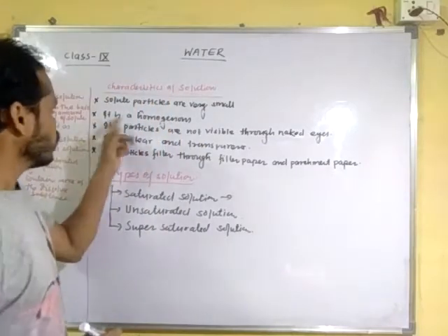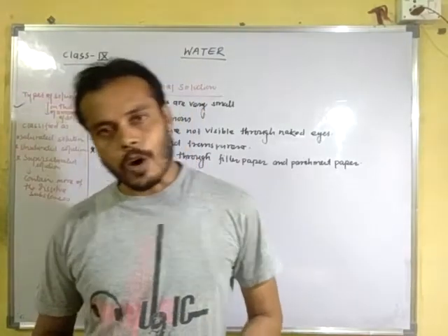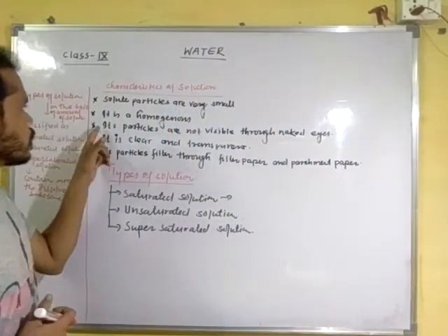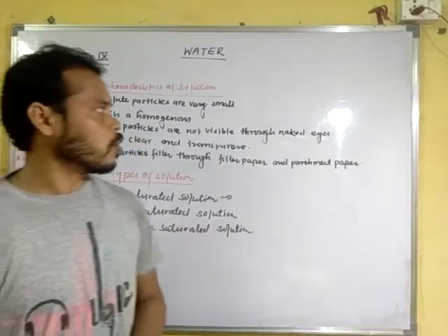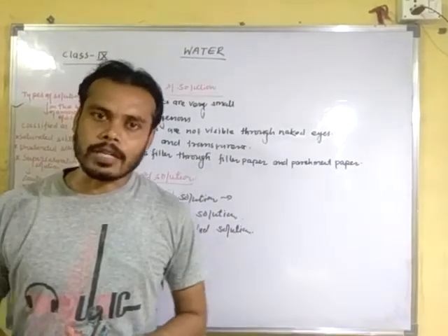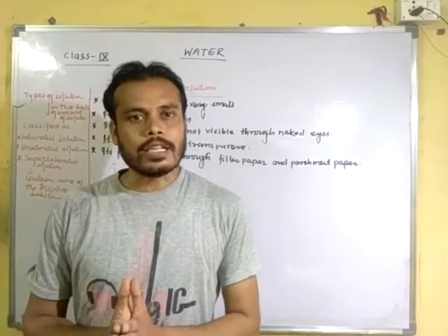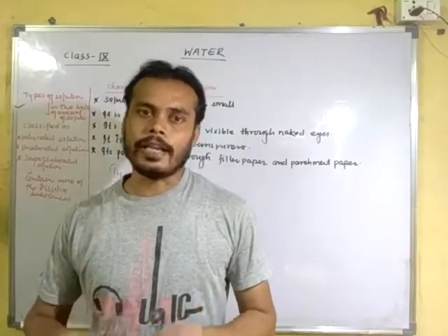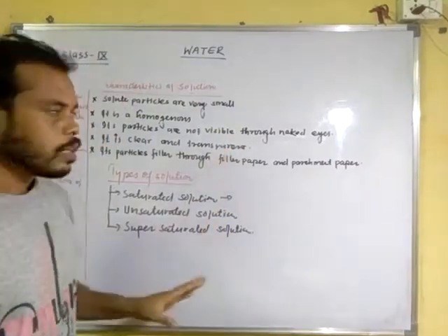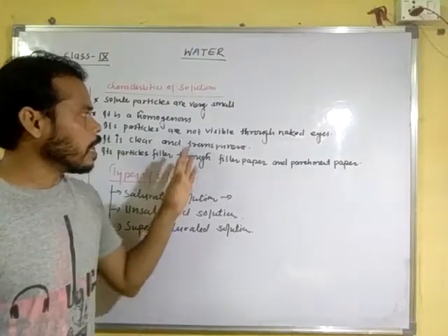Next, a solution is homogeneous. We have also discussed homogeneity in the last video. Next, its particles are not visible to the naked eye. That means in solutions there are two types of particles present, solvent and solute, and these particles cannot be seen by the naked eye. This is the characteristics of solution. And next, it is clear and transparent.